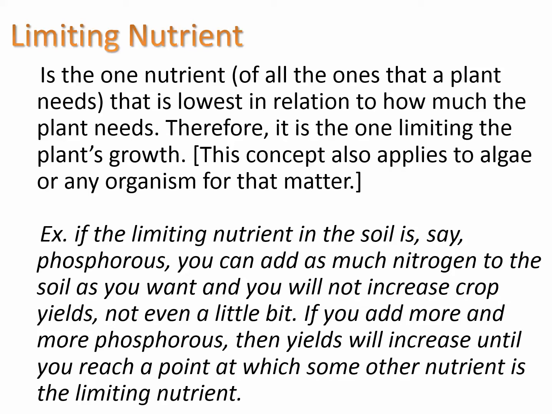So for example, if the limiting nutrient in the soil is, say, phosphorus, you can add as much nitrogen to the soil as you want, and you will not increase crop yield, not even a little bit. If you add more and more phosphorus, then yields will increase until you reach a point at which some other nutrient is now the limiting nutrient. Perhaps nitrogen becomes the limiting nutrient at that point.